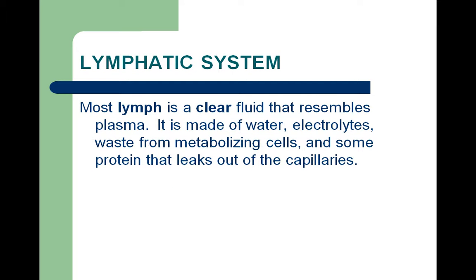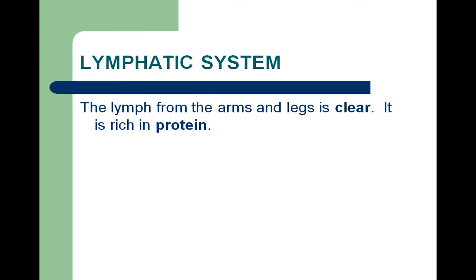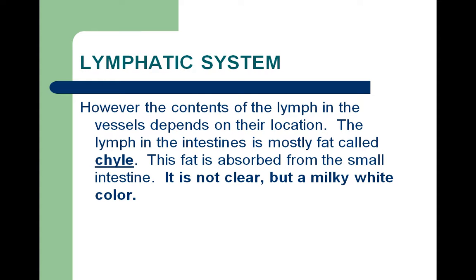Now, lymph itself is a clear fluid, and it mostly does resemble plasma. It has, however, extra substances such as electrolytes and waste from metabolizing cells, so you might see some ammonia and carbon dioxide. Lymph is rich in protein, and depending on the lymph, most of it again is clear.